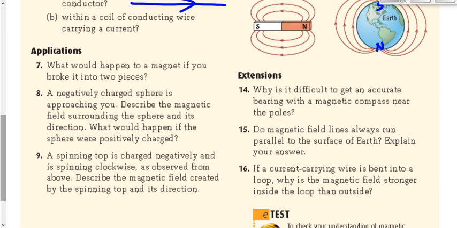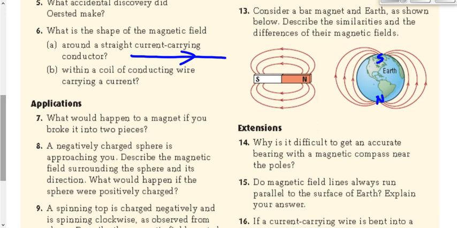And finally, number 15, do magnetic field lines always run parallel to the surface of the Earth? We've got a good diagram of the Earth right here in number 13, actually. Do magnetic fields always run parallel to the Earth? Well, they're pretty much parallel to the Earth here, right? Here and here. Are they parallel to the Earth here and here? No, not at all. They're, in fact, closer to being perpendicular to the Earth at the North Pole and the South Pole.